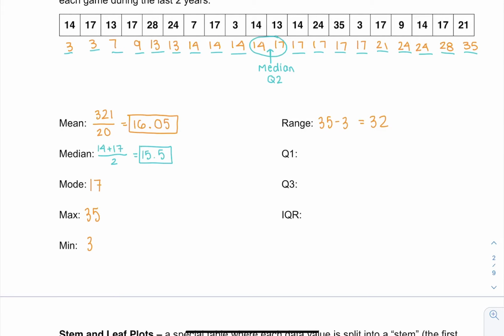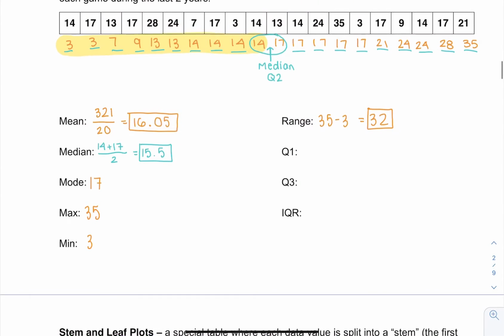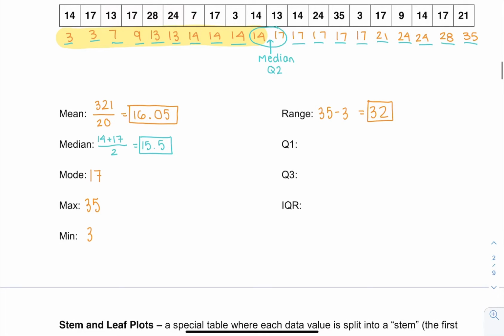Now here's our next ones that are a little bit trickier. So our Q1. What I'm going to do now is look at the first half of my data. So I'm going to look at this half for Q1. So now let's take out a purple. And what I'm going to do is try to find out the median of these. So I'm going to start here. I'm going to cross off here.